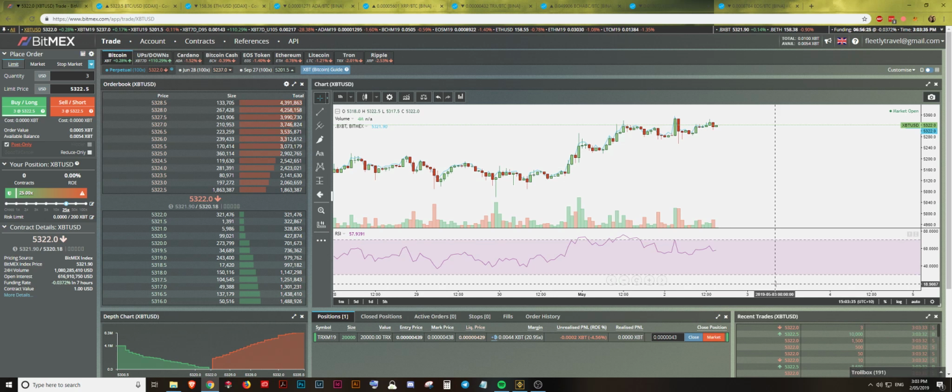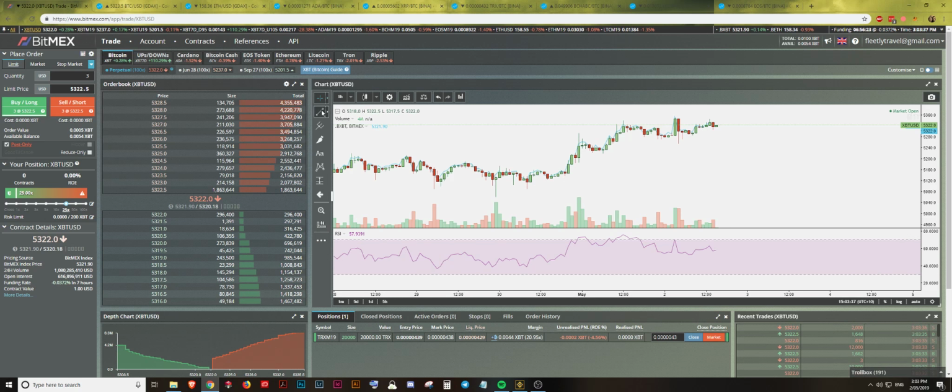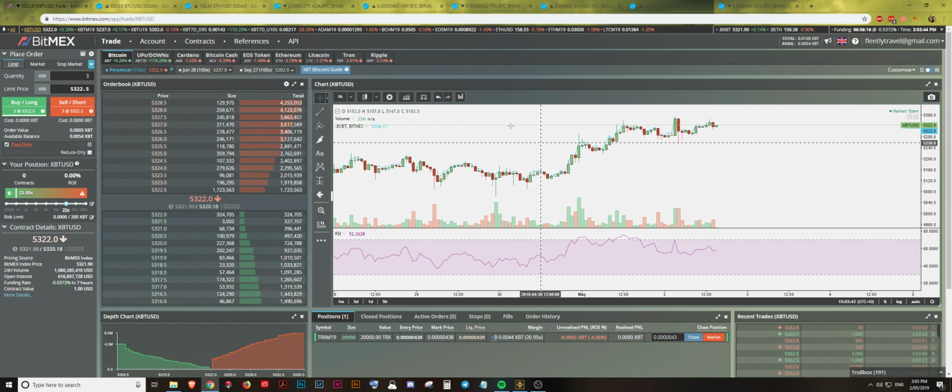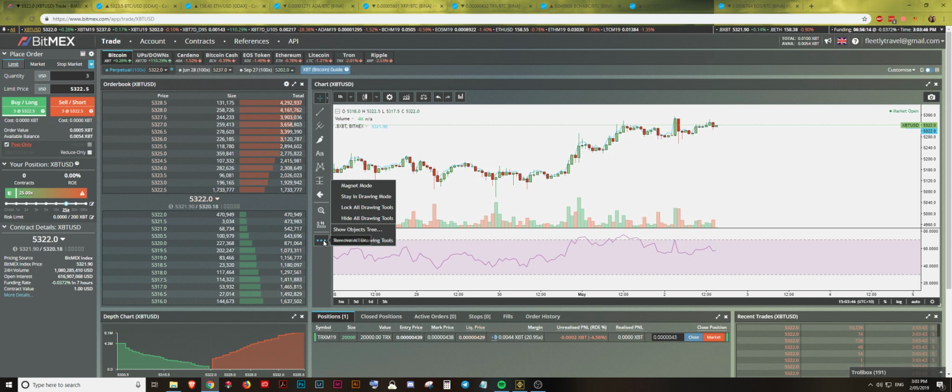Here is our chart. So if you want, you can draw lines on this, if you know about TA. I have magnet mode turned on. How the hell did I do that? Magnet mode. All right, let's turn that off.